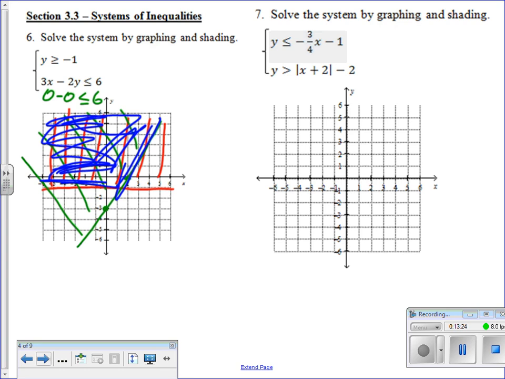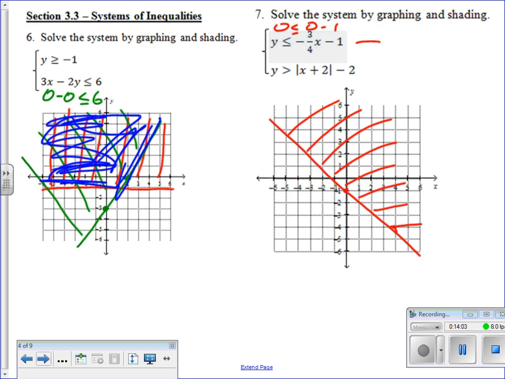Same thing on the next one. I graphed the first one. My y-intercept is -1. My slope is -3/4, over 4 down 3, over 4 down 1, 2, 3. And it is a solid line on this one. I test the origin. 0 less than or equal to 0 minus 1. Yes, 0 is less than 0 minus 1. So it's that.